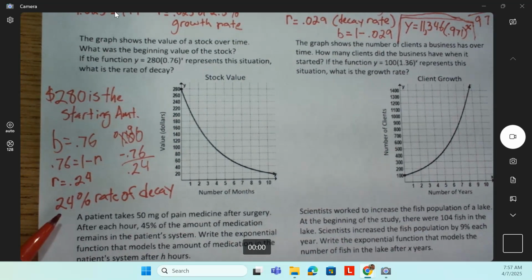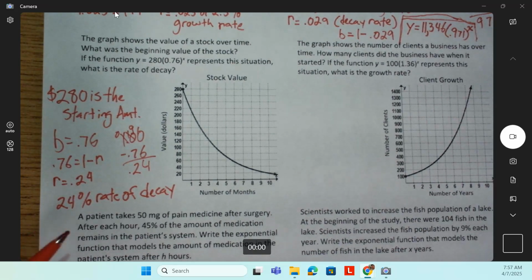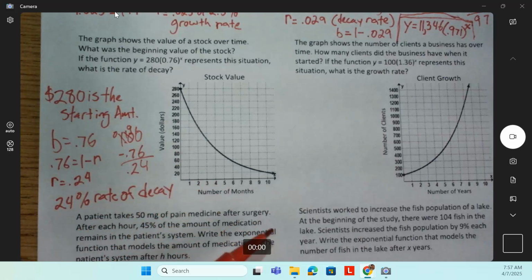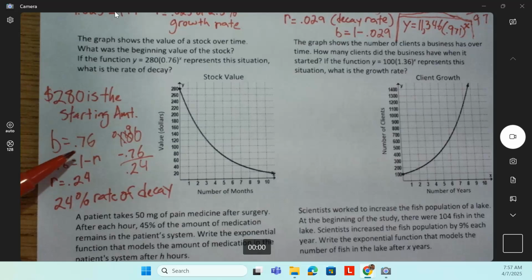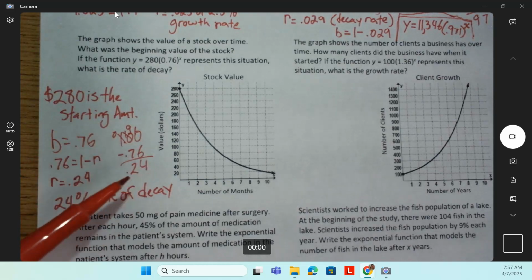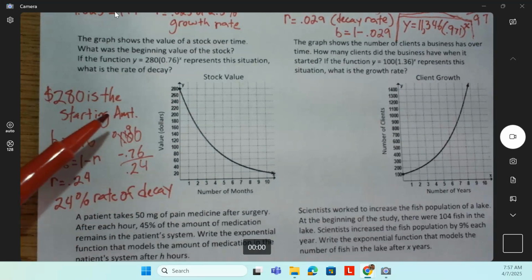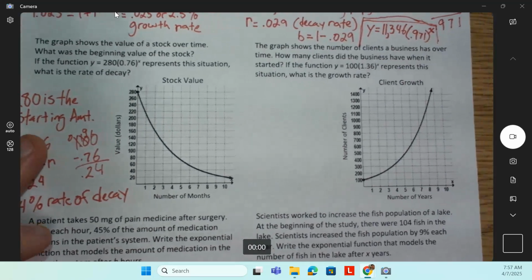So that's, I said you won't see that often, but that is a decay going down pretty quickly for the number of months there. So breaking that apart again, if I did 1 minus 0.24, that gets me 0.76. That's kind of how I got my process there. It's all just working with fact families.